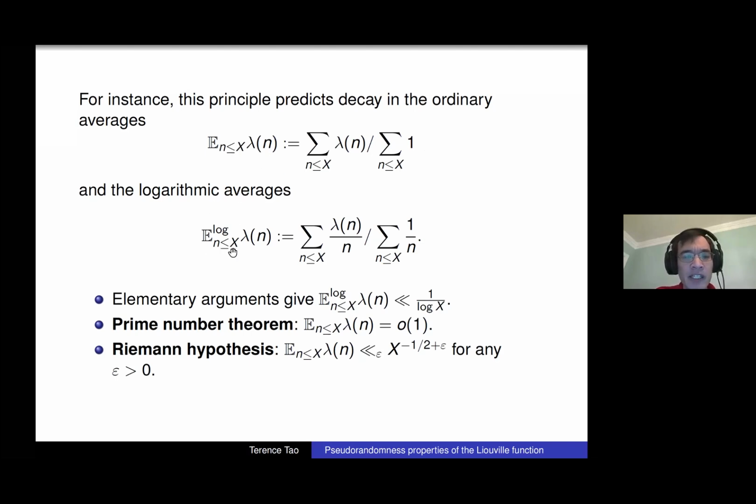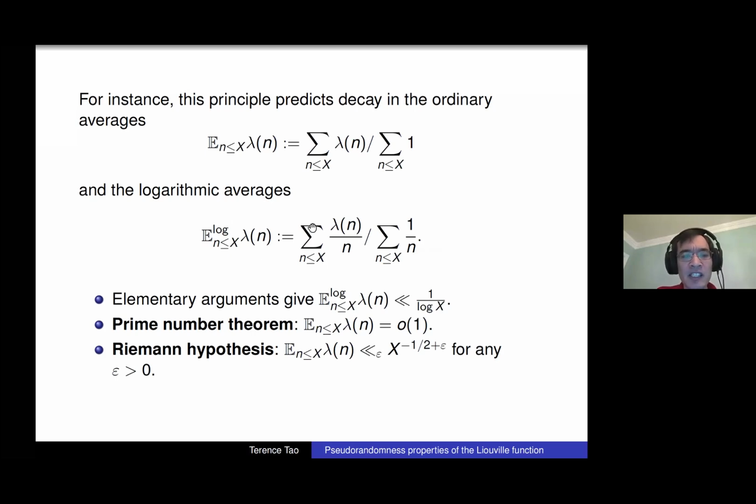It turns out that it's sometimes easier to do a smoother average, which I call a logarithmic average, E log over n up to x, where you weight by the harmonic weight. So you sum over n up to x, but you weight each number n by 1 over n, and then the denominator, instead of dividing by x, you sum 1 over n from 1 up to x. So if you like, you're picking a number n randomly from 1 to x, but now with a 1 over n weight, and you're asking for the expected value of lambda of n. And this denominator is roughly log x. That's why we call it a logarithmic average.